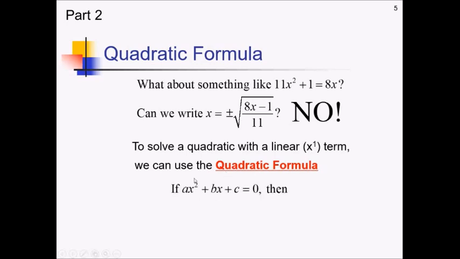So if you have something in ax squared plus bx plus c equals 0 form, so decreasing order of exponents, 0 on one side, just like when you were solving by factoring, then we can write the following. x is going to equal negative b plus or minus the square root of b squared minus 4ac, all over 2a. So this is the quadratic formula, and we're going to take it for a test drive.